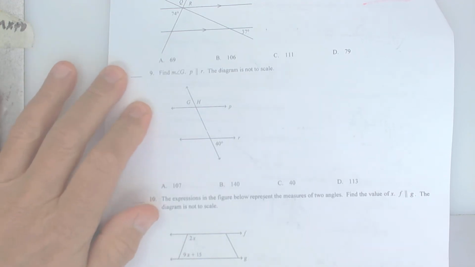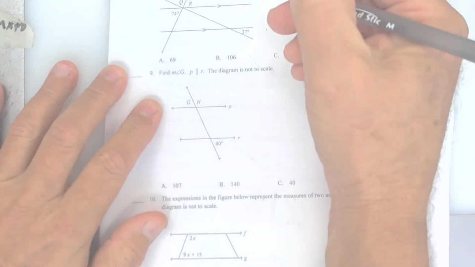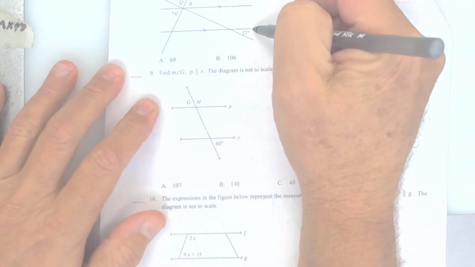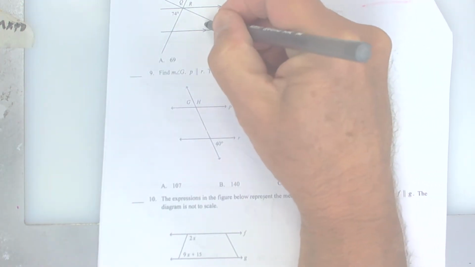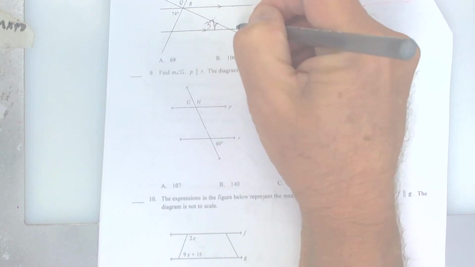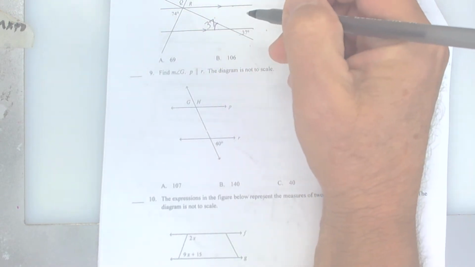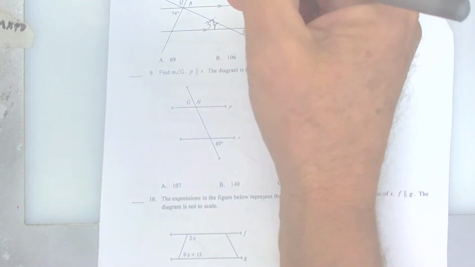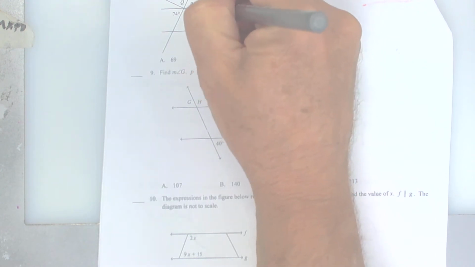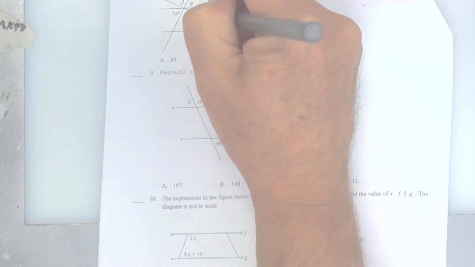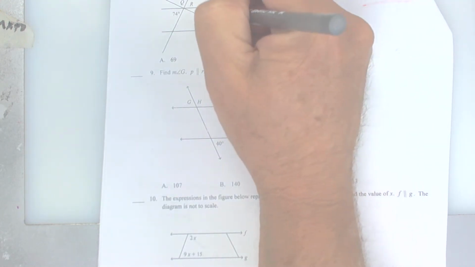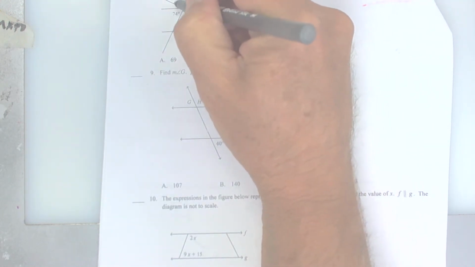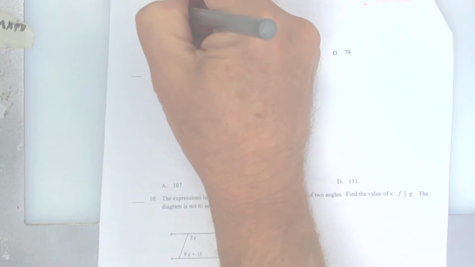Now this one right here, let me think about this. This line is parallel to that line. So vertical goes here. So straight across, put 37, vertical. Now you have alternating interior right here. So this one and this one are alternating interior. So put 37 right there. And then go vertical again, this one and this one. So put 37 right here.